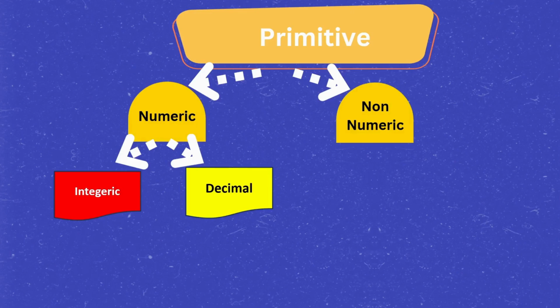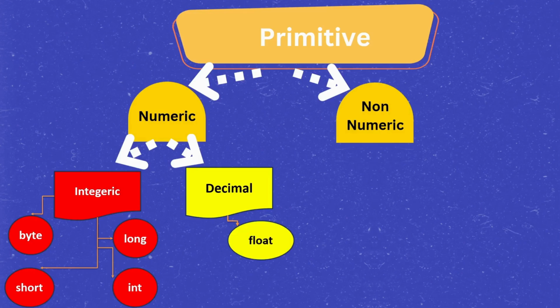So integer is divided into 4 subcategories. First is byte, next we have short, then we have int, and then we have long. Now why is integer divided into 4 categories? It is because we can store integer values only, but on the basis of the range of data, how big the data is, it is divided into 4 subcategories: byte, short, int, long.